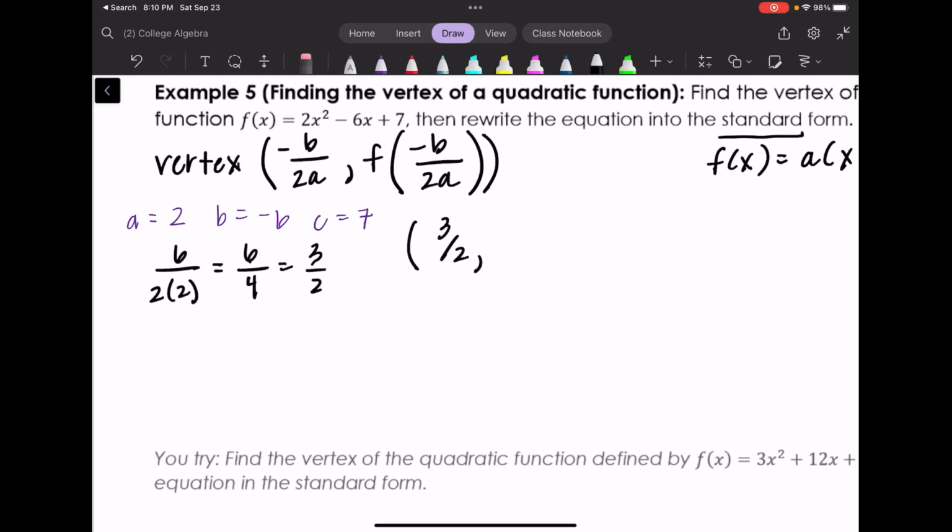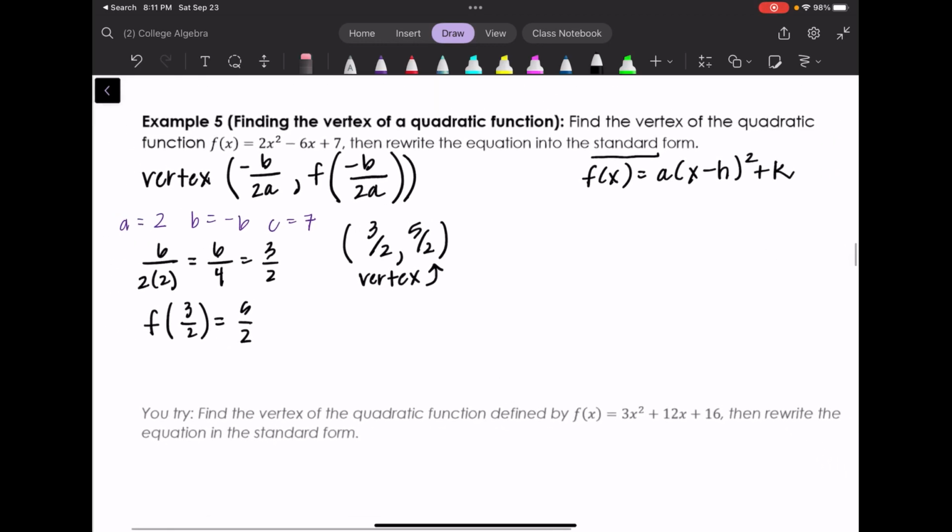And then I'm going to go back and find f of 3 over 2, just plugging it in there. And you'll obtain 5 over 2. And so now that I have the vertex, and I skipped all these steps because I've shown you how to plug that in several times, and you can do that with your calculator. So you do obtain the vertex after that process of 3/2 and 5/2.